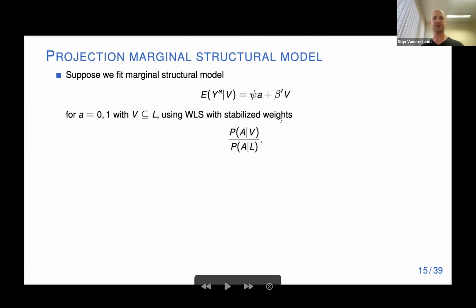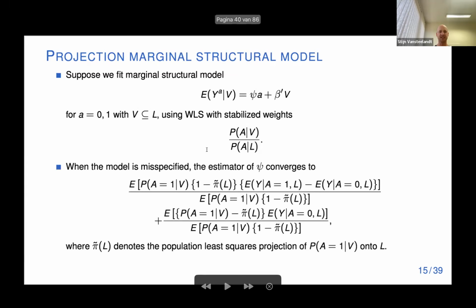Suppose we fit a marginal structural model like here, where A is the dichotomous exposure, V is a subset of covariates contained in the vector of confounders L. And suppose that we use weighted least squares with the stabilized weights to fit the model. Then you can likewise show that when the model is misspecified, the estimator of the treatment effect psi converges to the expression here, which looks very much like what we saw before, except we're now conditioning on V instead of L, and the pi tilde is now a least squares projection of that probability onto L.